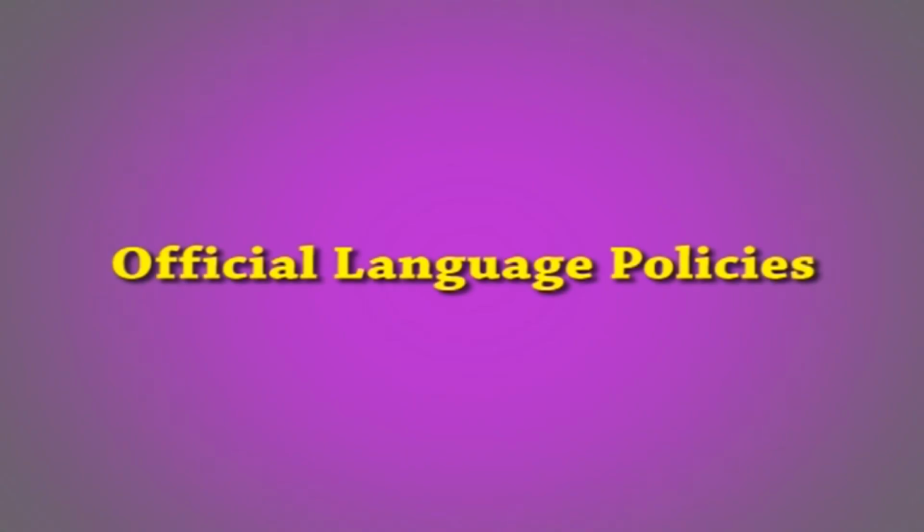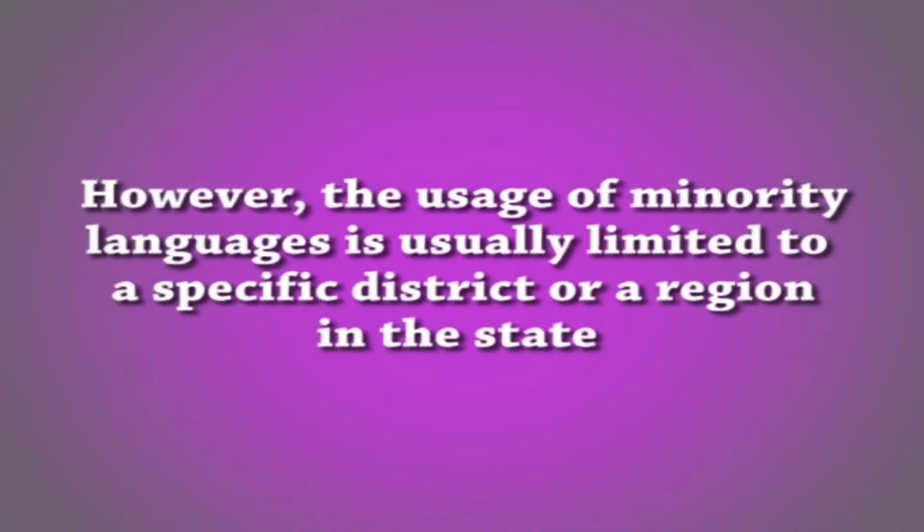Official language policies. In any country, it is generally observed that every state identifies one state language for official aims, and this is contrary to the multilingual feature of the Indian states. Also, most of the states have been open to more than one language to satisfy official purposes and to meet the aims of the linguistic minorities. However, the usage of minority languages is usually limited to a specific district or a region in the state.